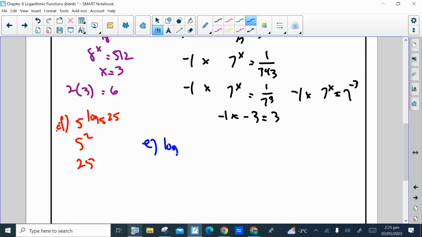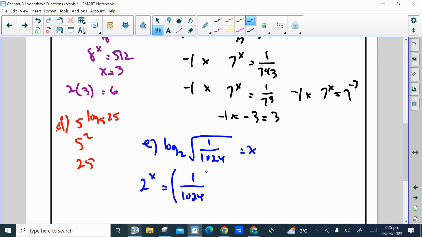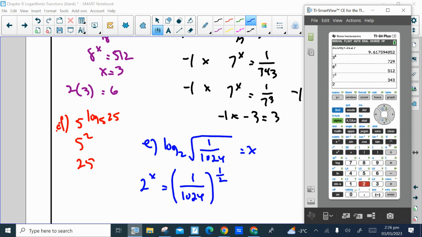Part E says log base 2 of the root of 1 over 1024. So we want to find out what that equals, so let it equal x, and then we convert to exponential. It'll be 2 to the x. So I'll start to do some work with that radical expression by first, instead of saying it's the square root of that, I'll say it's to the power half. Because the left side has a base of 2, I want to get a base of 2 on the right side as well. And I think 2 to the power 10 is 1024.